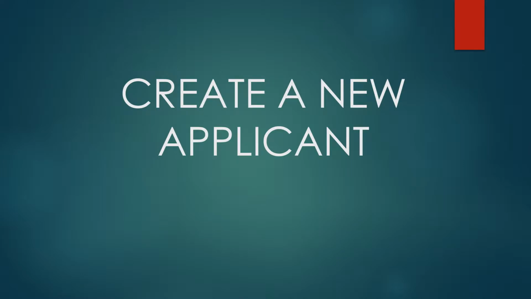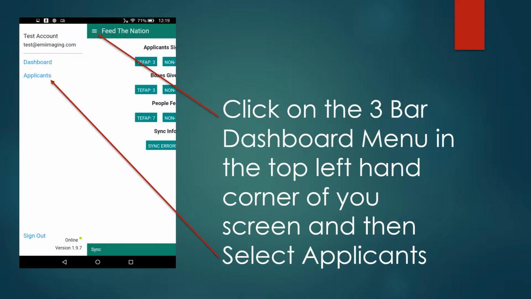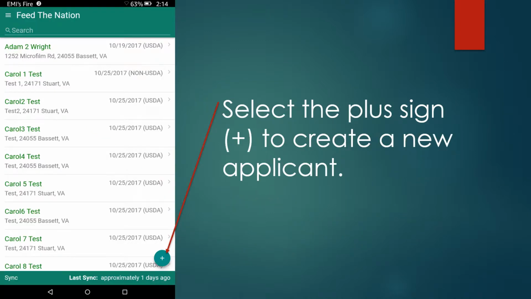Creating a new applicant is vital to our software because it helps us keep a record on our monthly distribution reports, and it also shows our accountability with our applicants. Once you sign in with your credentials, you'll be on the main dashboard screen. Look up in the top left-hand corner and click on the 3-bar dashboard menu. Once you click that, then click Applicants. After you have selected Applicants, select the plus sign in the bottom right-hand corner to create a new applicant.